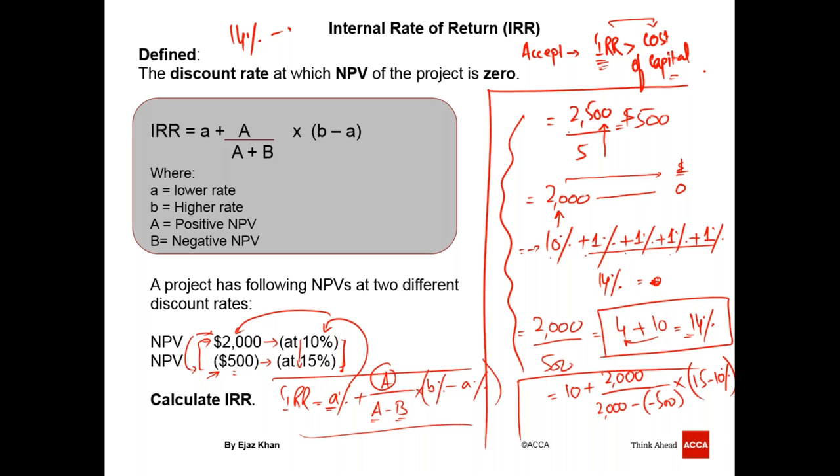Saad, IRR is telling us at what rate the NPV will be zero. So if we know that at 14% NPV will be zero, we will not accept this project if our cost of capital is more than 14%, because at more than 14%, the NPV will be negative. So if the cost of capital is more than 14%, it means we have to pay to our shareholders more than what we are earning from the project. So IRR tells us what we are earning from the project, and cost of capital tells us what we are paying to our investors. So if the cost of capital is higher than the IRR, it means we have to pay more, whereas we are earning less, so we should not accept the project.